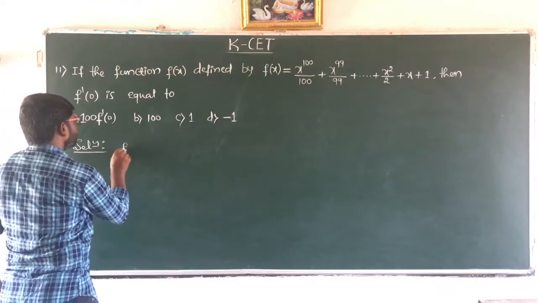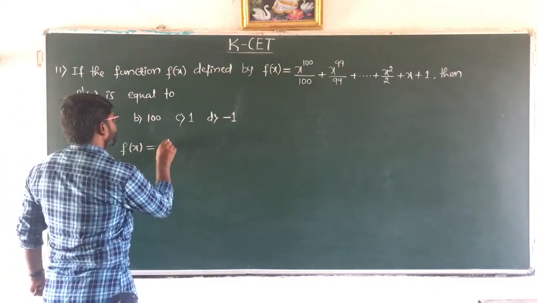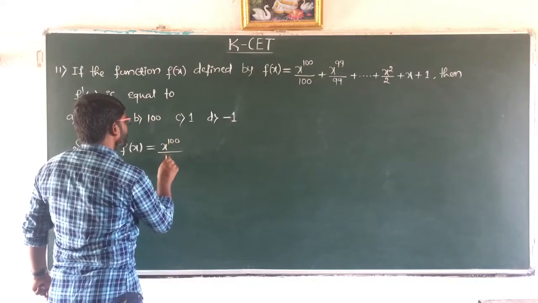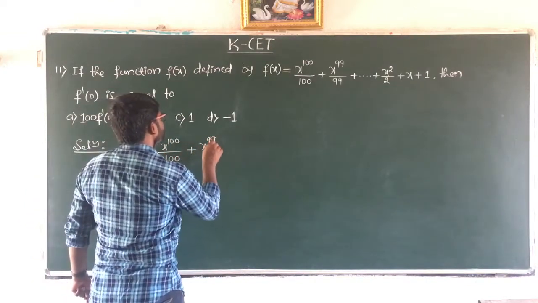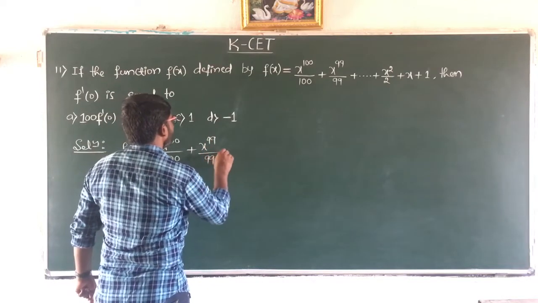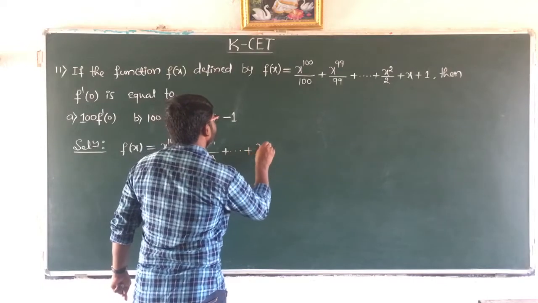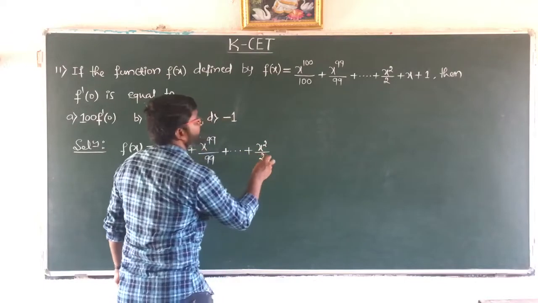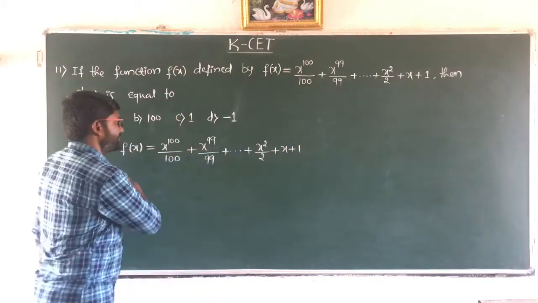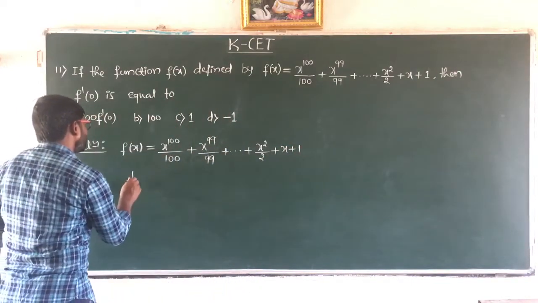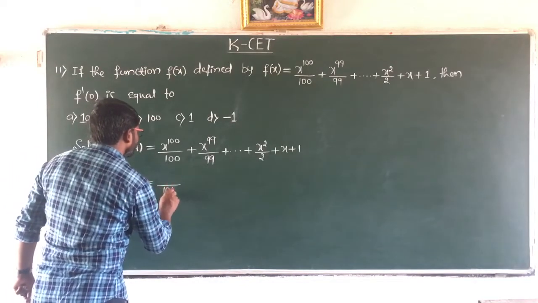Take up the given function f of x which is equal to x to the power 100 divided by 100 plus x to the power 99 divided by 99 plus so on plus x square divided by 2 plus x plus 1. So now let us go for differentiation of f dash of x which is equal to, so here 1 by 100 is a constant, I write it as it is.